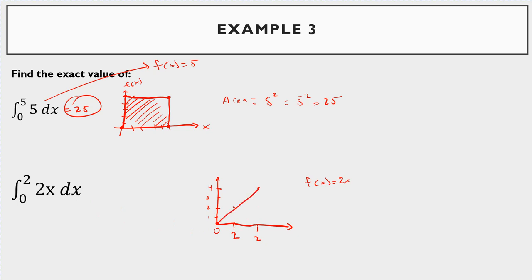So look at the shape that you just drew. You just drew the area under the curve between these two values. You just drew a triangle. So area is equal to 1/2 base times height. So it's 1/2, 2, and then the height is 4. So 1/2 times 2 is 1, times 4 gets me 4. So the exact value of this is 4.